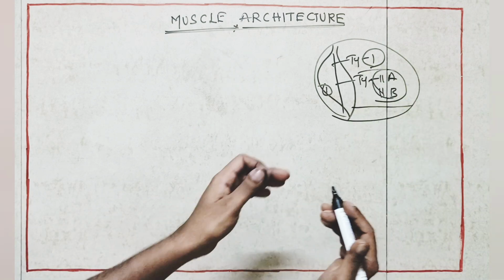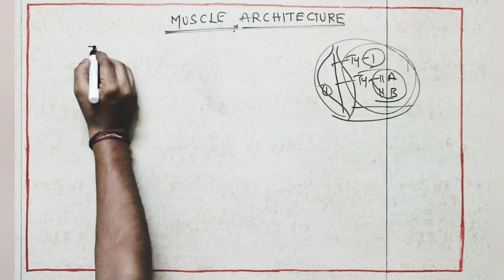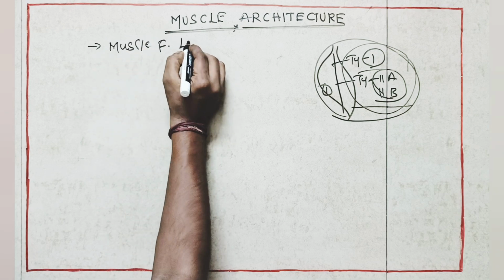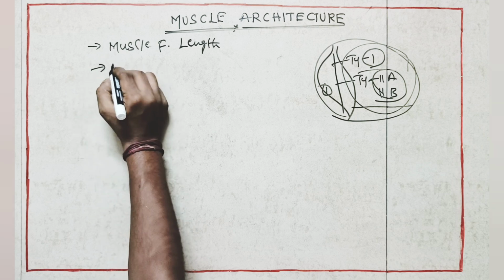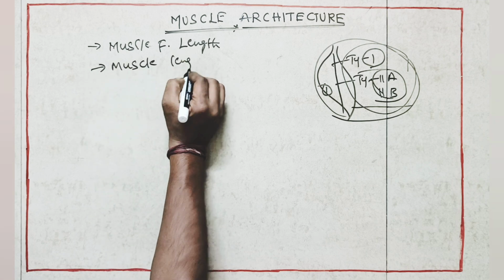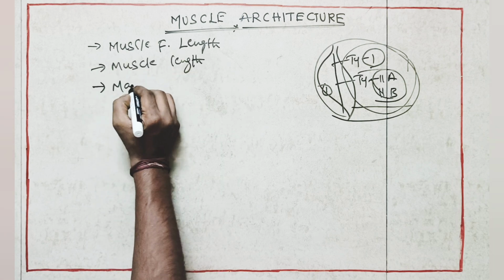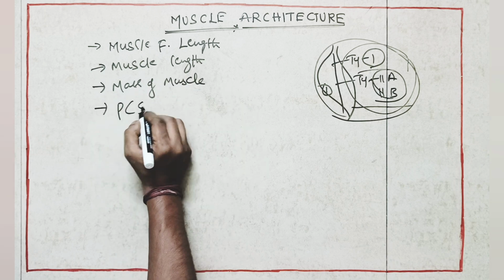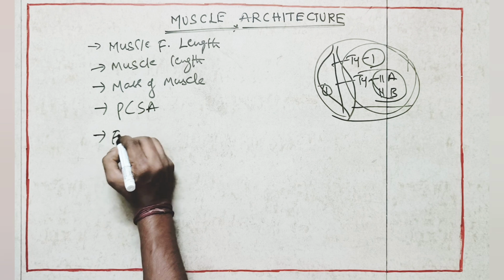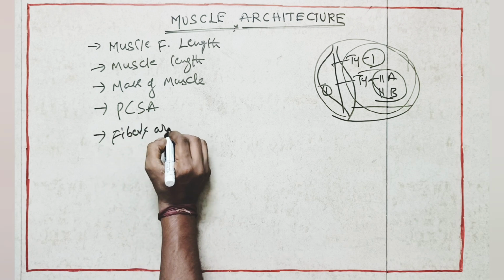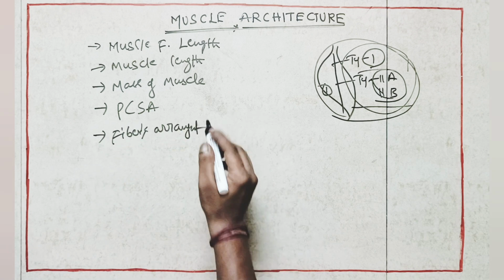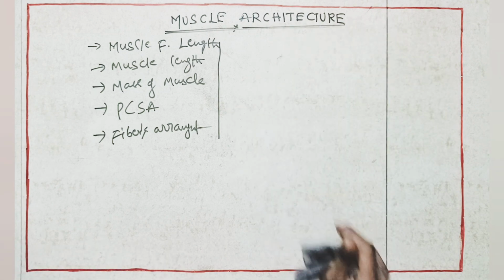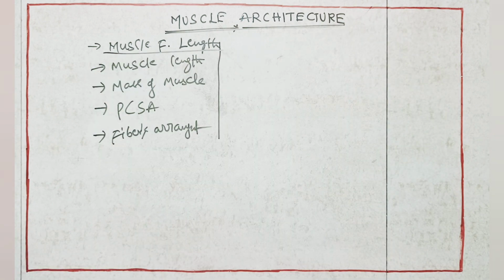on these structures completely. It will depend upon the muscle fiber length, then muscle length, mass of muscle, then physiological cross sectional area of the fibers, and fiber arrangement. So depending on all these five factors the muscle will work. Okay, now we'll see what is this muscle length.